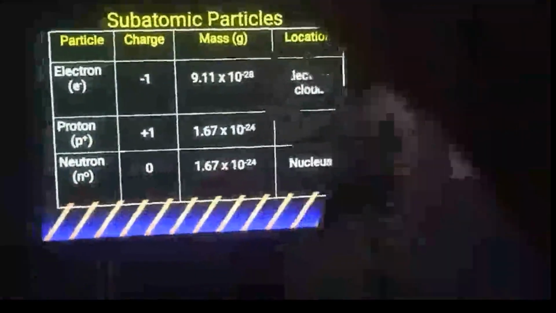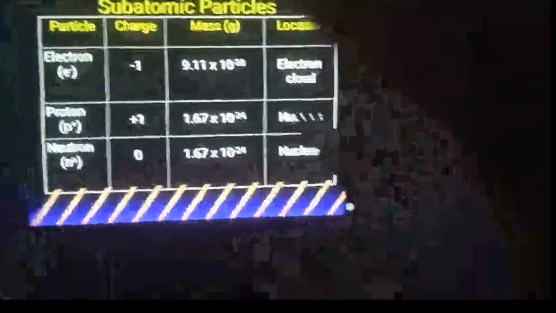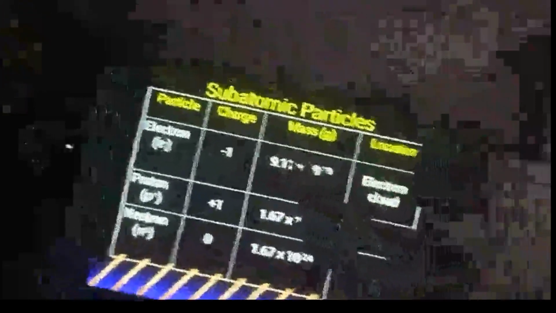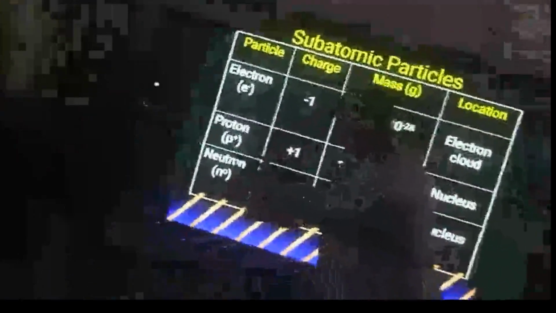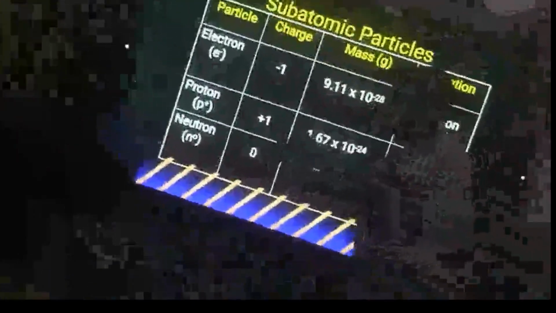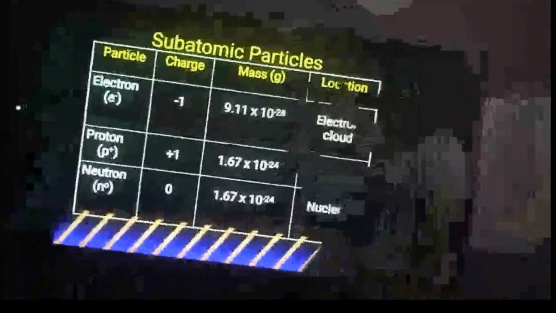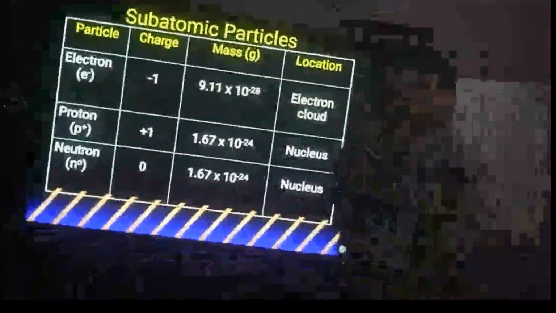You can see these are the basic information we have already described about the subatomic particles. Electrons are always negatively charged, protons are positively charged, and neutrons do not have any charge. When we consider the mass of the proton and the neutron, the masses are the same for both. But the mass of the electron is very small. That means normally we can neglect the mass of an electron as a tiny speck.